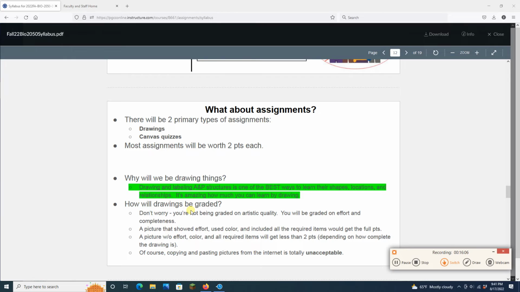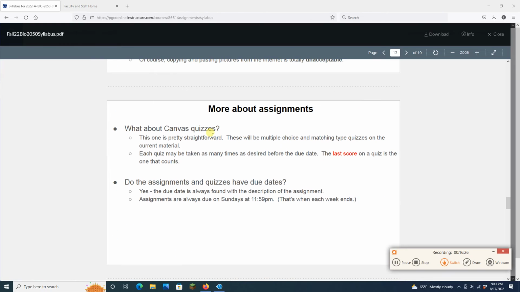Look at pictures in your textbook, look at pictures in your lab manual, copy, trace, do whatever works for you. Okay? Now, you can't Google search a picture of something, right click on it, and then send it to me. That doesn't do you or me any good. All right, quizzes, pretty straightforward. Multiple choice matching quizzes. You're going to be able to take these quizzes as many times as you want before the due date. And the last score, the last time you take it, that's the score that counts.